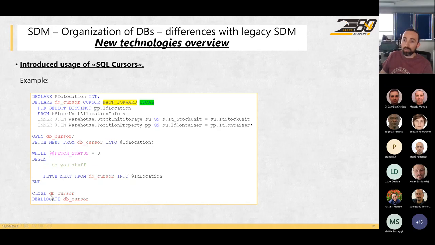It's good practice to close and deallocate the cursor, even though with fast forward and local, that is the only type we use. Fast forward means that it is forward only, so it can only go ahead in the enumeration and not return back, and it is read only. Local means that it's automatically deallocated when the procedure that declared it finishes.